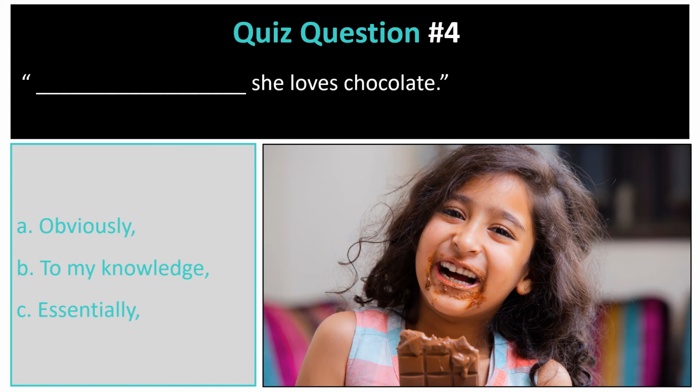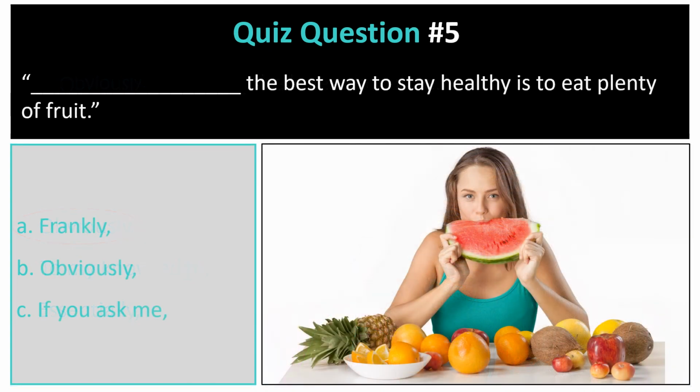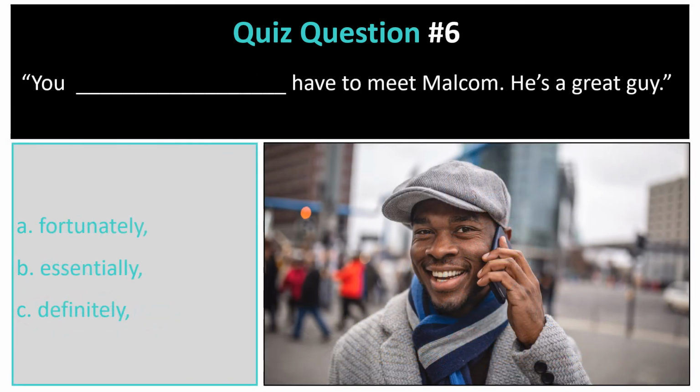Number 4. Obviously, she loves chocolate. Number 5. If you ask me, the best way to stay healthy is to eat plenty of fruit. Number 6. You definitely have to meet Malcolm. He's a great guy.